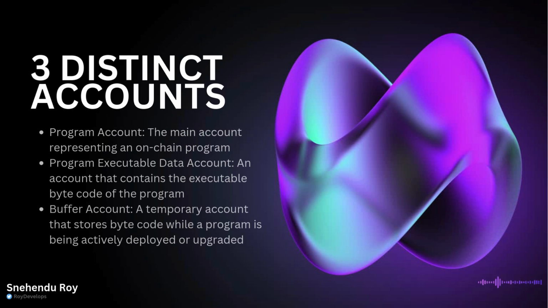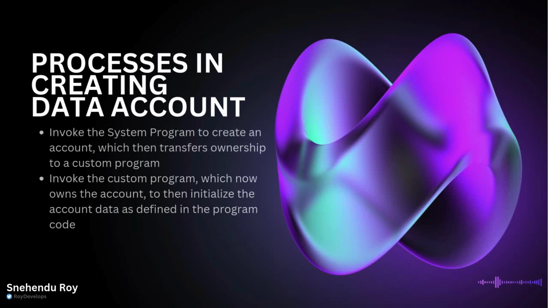Therefore, creating a data account for a custom program involves 2 processes. The system program is at first invoked to create a new account. During this process, the ownership of the new account is transferred to the desired custom program. The custom program, which is now the owner of the new account, initializes the account data according to its predefined code.